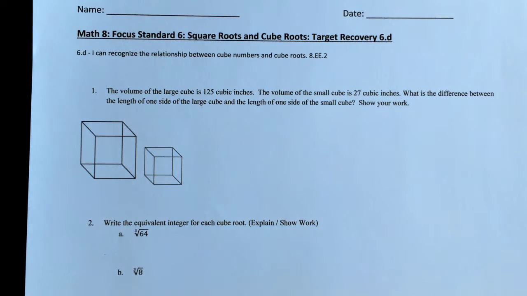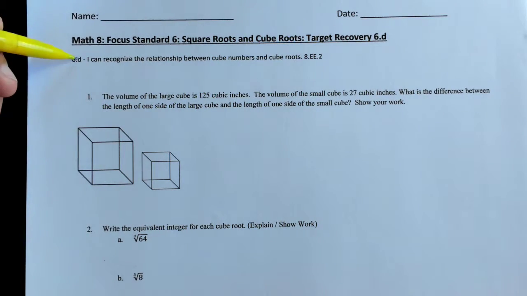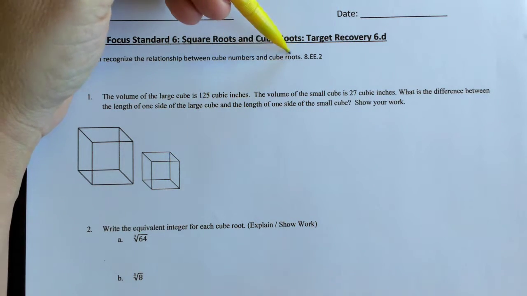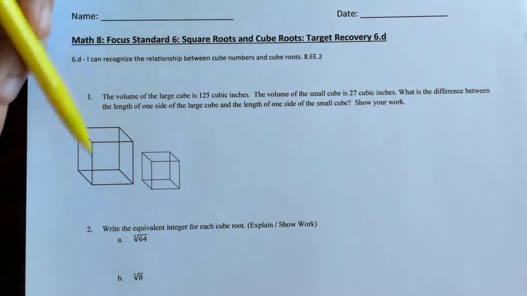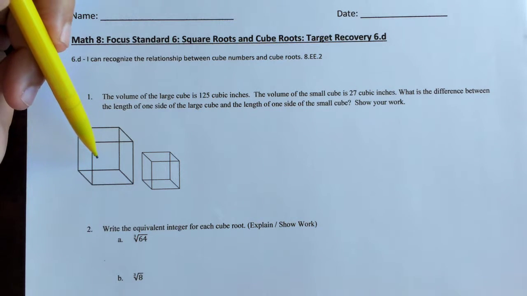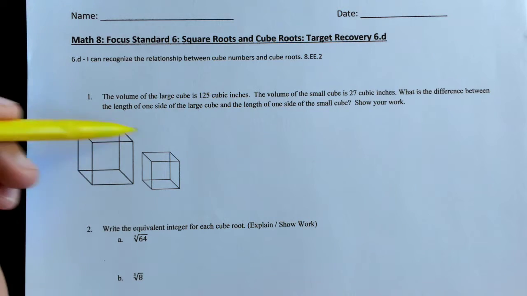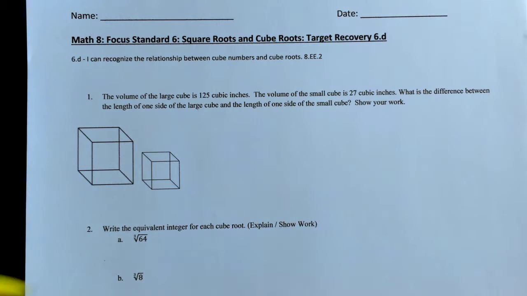The focus standard we're looking at here says 6.0, and it says I can recognize the relationship between cube numbers and cube roots. So we're thinking about cubes, actual cubes, when we're dealing with cube numbers and cube roots. This is the geometric part of it. This is the algebraic part of it, and putting those pieces together.